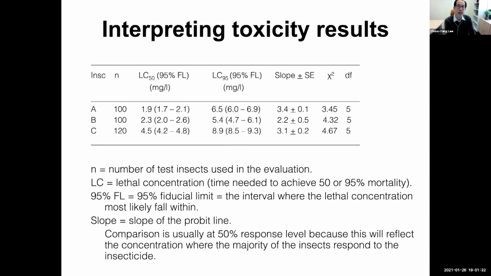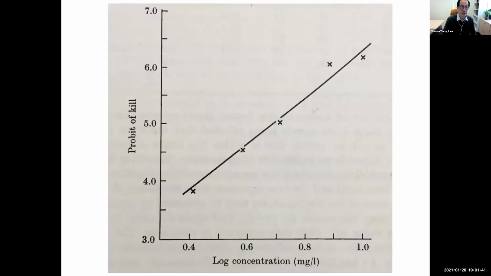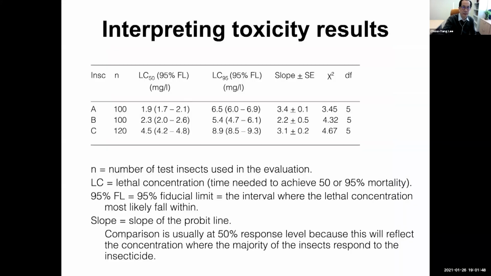Then you have the slope. Now slope refers to that Probit line that you generated earlier. So remember this line that we generated earlier. How steep this slope is would be represented here under slope. And then you have chi-square value. Chi-square value is the goodness of fit. So goodness of fit refers to how well that fit is.